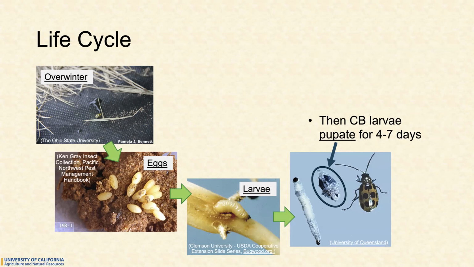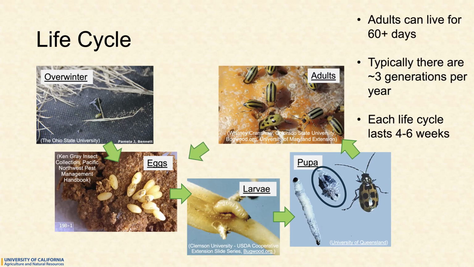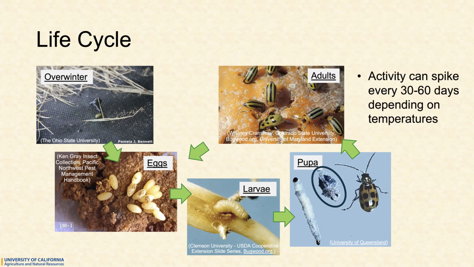Then cucumber beetle larvae pupate for about 4 to 7 days, as you can see here in this photo. And then they emerge as adult beetles that attack the above ground parts of the plant. Adults can live for about 60 days or more, and typically there are about 3 generations per year. Each life cycle lasts about 4 to 6 weeks. So you can see how this cycle could continue over time and build up really high populations. Activity can spike every 30 to 60 days, depending on temperatures.